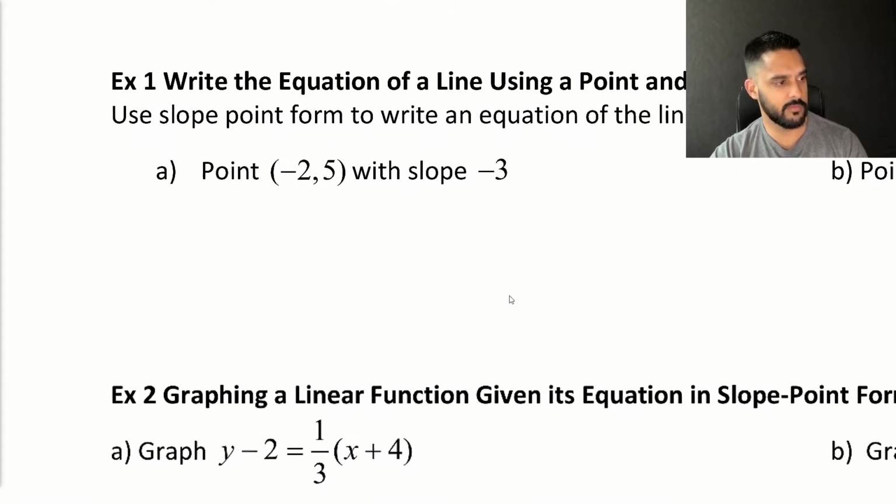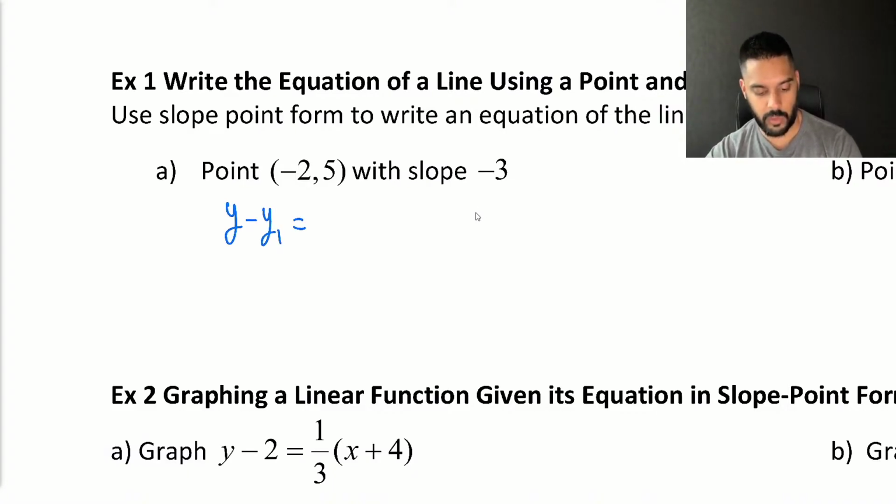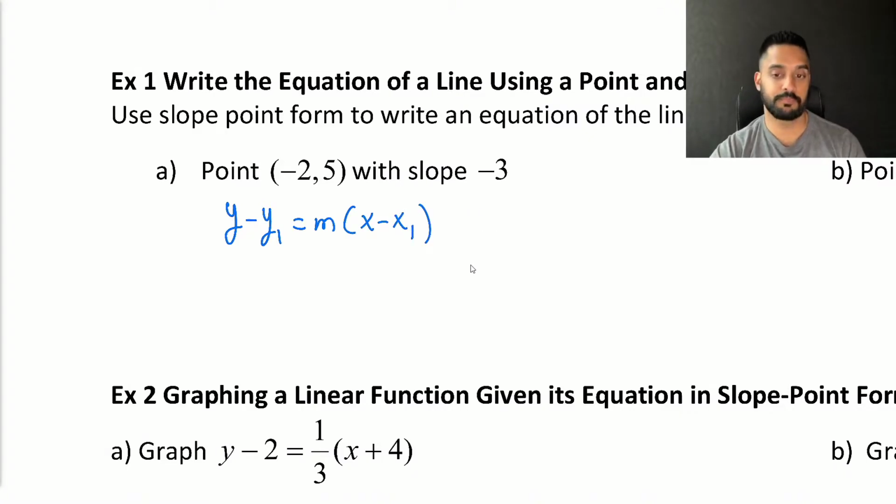So if we take a look at the first one here, the point is -2, 5, and we've got a slope of -3. So the way that slope point form looks, y minus y1 is equal to our slope, and then x minus x1. Now be very careful, this formula has negative signs built into it. So if you have to substitute in a negative, just make sure that gets changed to a positive, because really we're subtracting that negative coordinate, which will change to a plus sign.